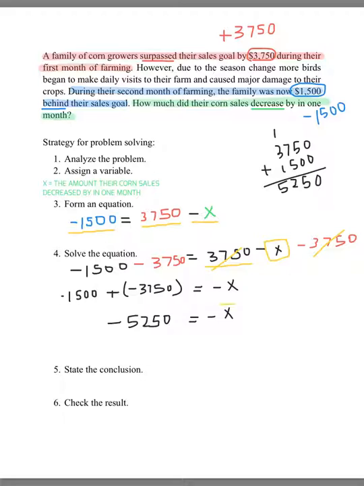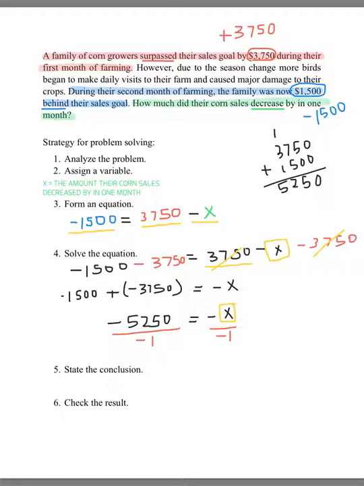Now we want to get the x completely by itself. Currently, we're multiplying it by -1. That's what that negative sign indicates. So we're going to divide both sides, which is the opposite operation of multiplication. And we're going to divide both sides by the value that we want to eliminate, which is -1.